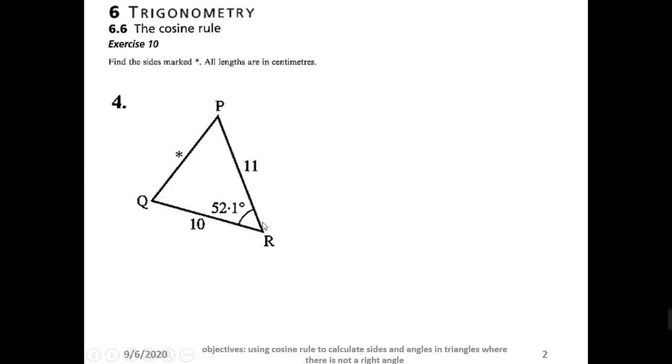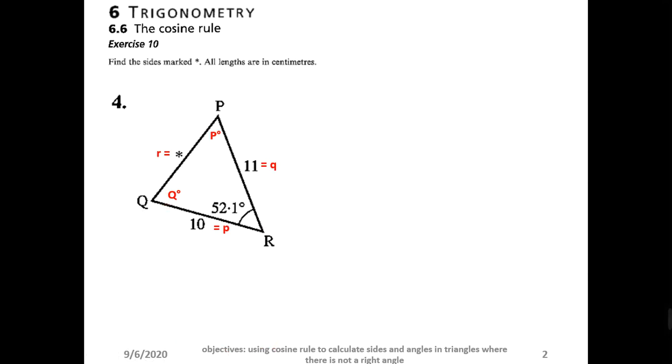Angle R, so R capital, is equal to 52.1. And the opposite side to R, which is this star or snowflake symbol here, represents R small. So P capital, this is side P, which is the 10. Q capital, this is side Q, which is the 11. R capital is 52.1 and R small is the snowflake.